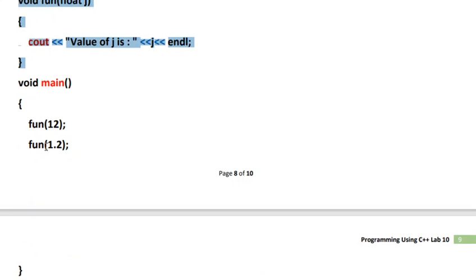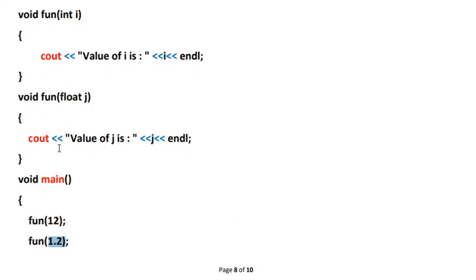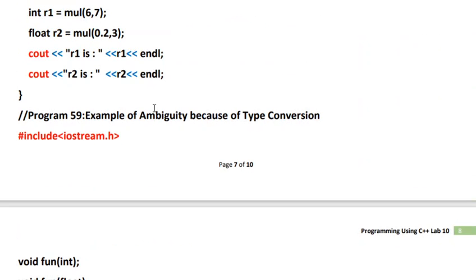But in C++, what happens is that this 1.2 will be automatically type converted to double. This I discussed in the previous class as well. Any floating point constant will be type converted to double. If it's type converted to double, then this particular version of the function will not work. This problem is called the problem of ambiguity because of type conversion.